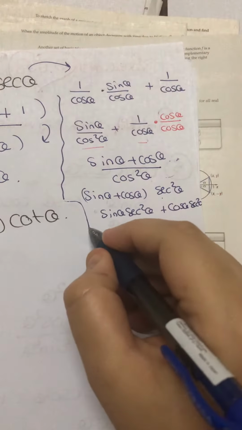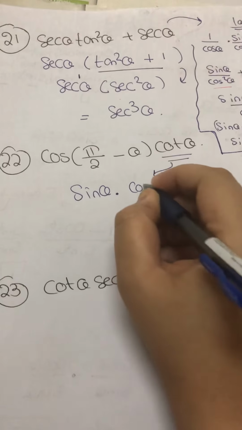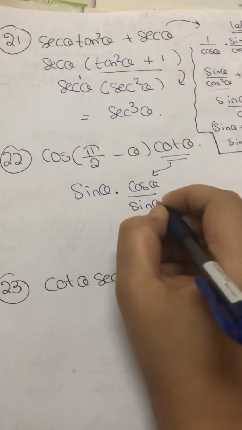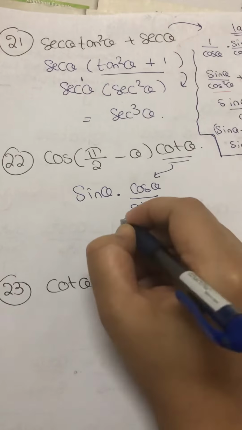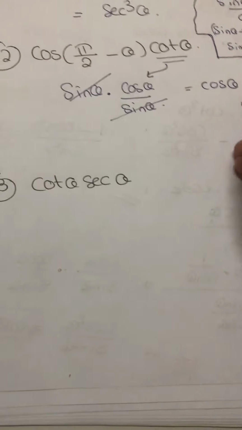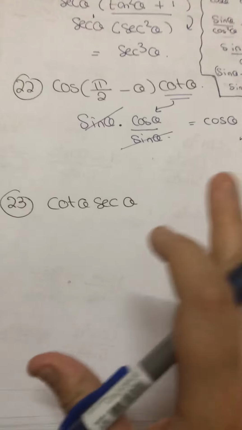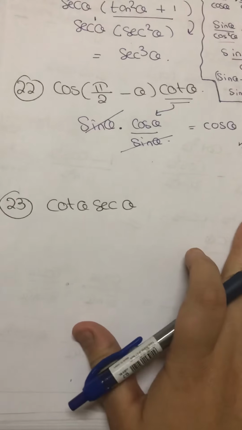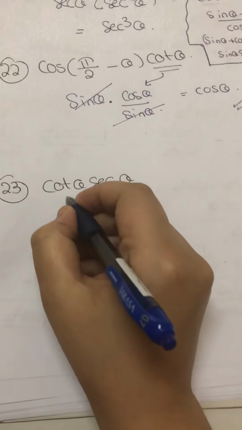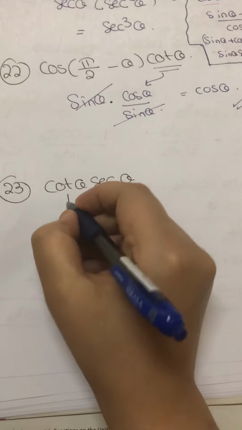Now, I have one co-function identity here, so I'm gonna deal with it, okay? Instead of having cosine pi over 2 minus theta, I can change it to sine theta. And the cotan theta, I can change it to cosine theta over sine theta. And this will cancel this, and the answer is cosine theta. I love this chapter very much. And I really want you to understand it, not just apply it. I want you to really understand it well. Okay, so I have an option for cotan to change it to cosine over sine.